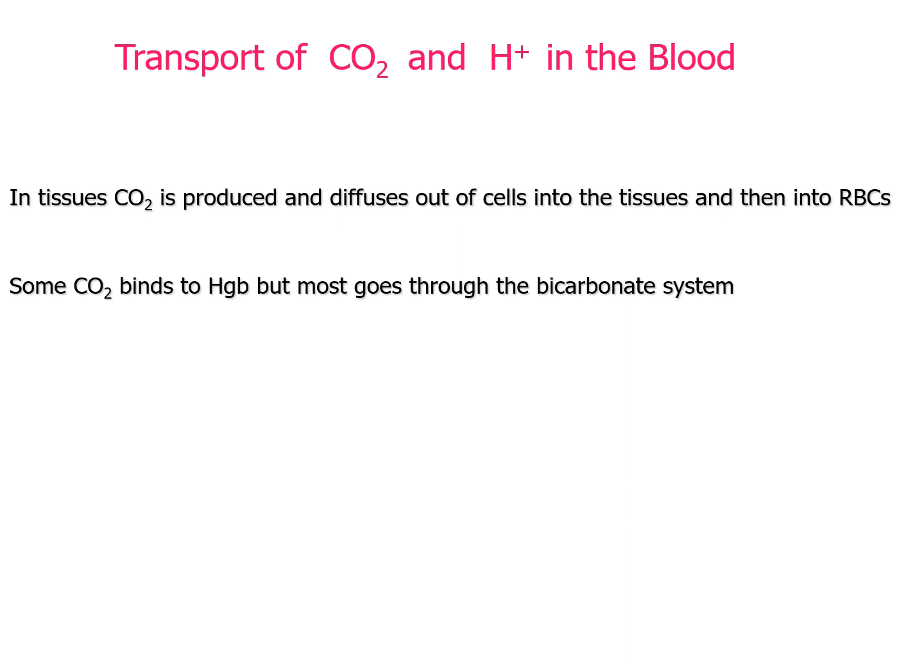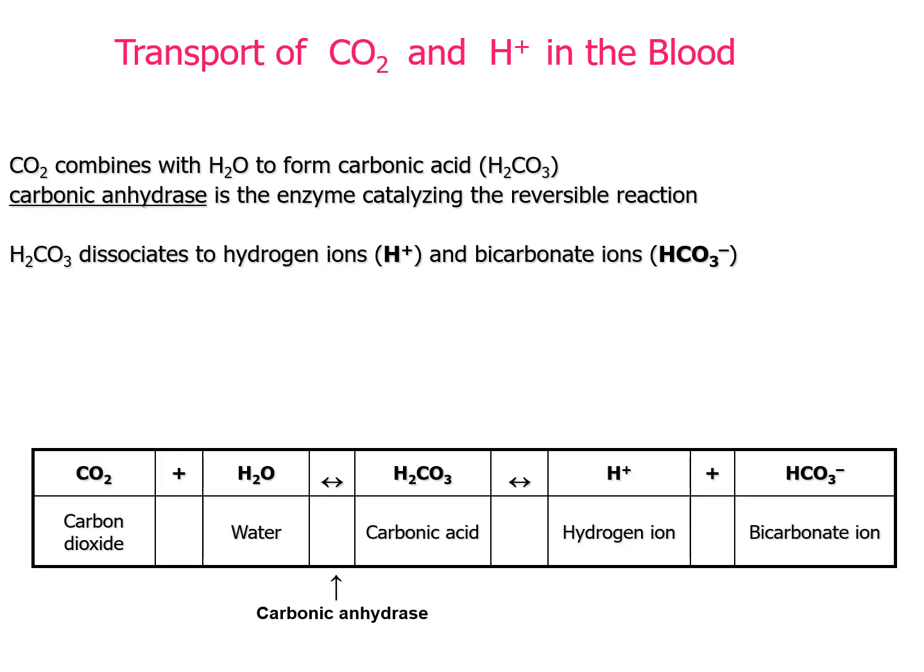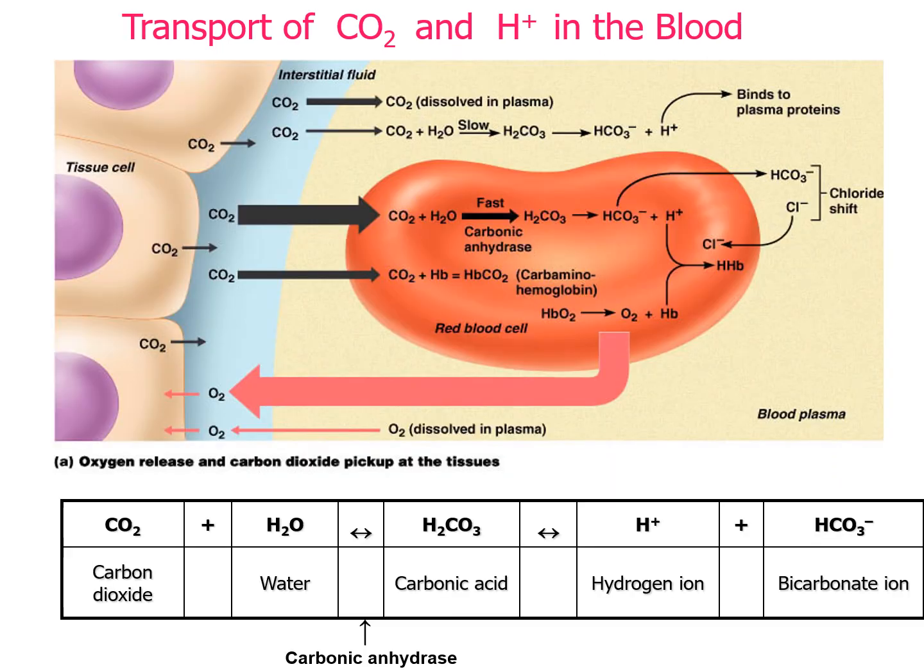Let's go back to the tissue. CO2 is produced. The tissues that are metabolically active are producing CO2, and it diffuses out of the cells into the tissues and then into the red cells. I've already reviewed this. This is a key equation that you need to know and be comfortable with for respiratory, for cardiovascular, for renal physiology. All of these, you need to know this equation here and understand it.